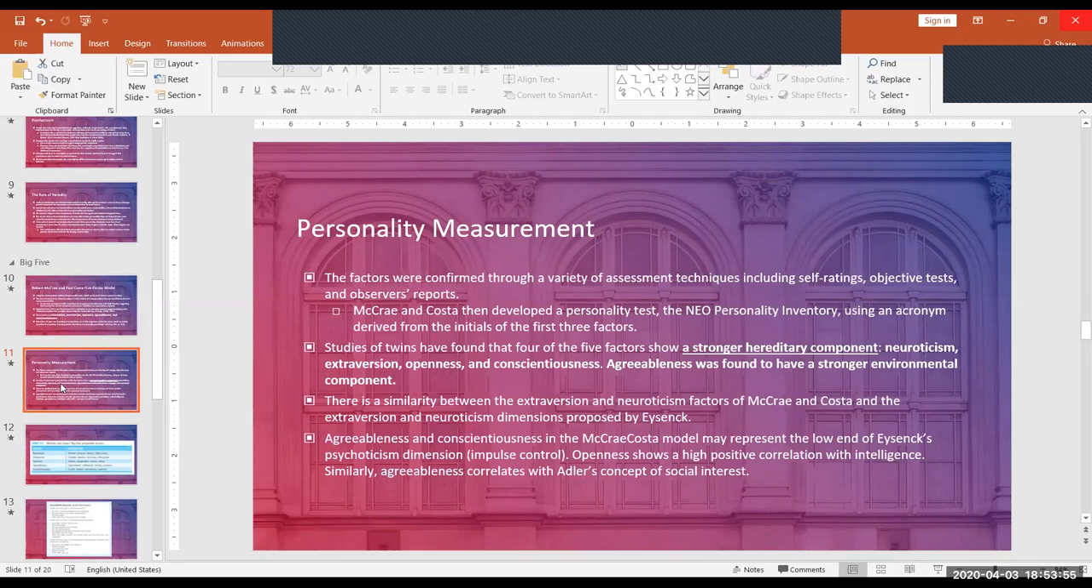But this particular inventory is no longer usable, I would say. People have developed quite extensive measurements of personality based on this model. The inventory that I saw used most is the Big Five Inventory, or BFI, if I'm not mistaken. It consists of a number of items, and I'll give you the link so you can try it yourself if you are interested.